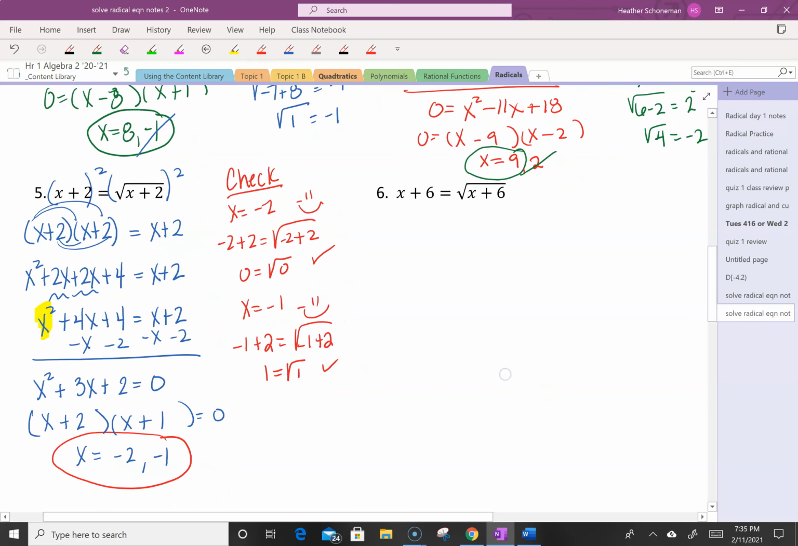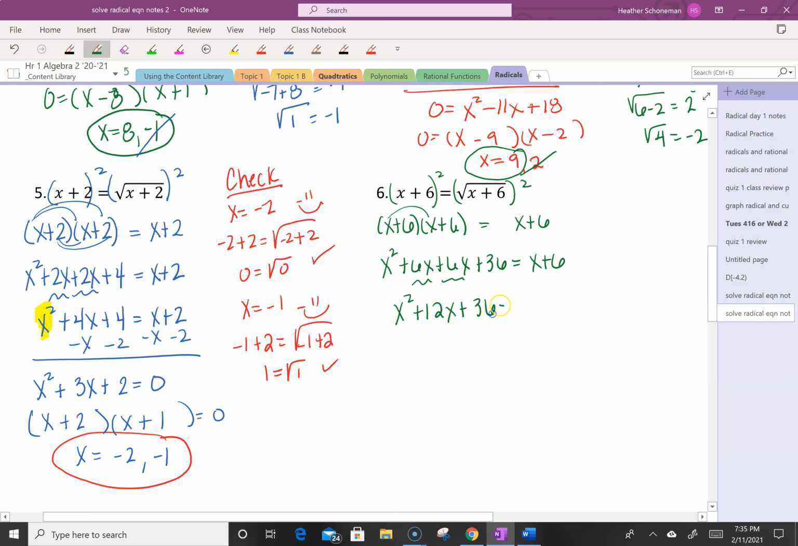All right, let's try one more of these just to make sure we're doing okay. On number 6, got a lot of 6's here. Square both sides. So this is going to give me x plus 6 times x plus 6, and this just gives me x plus 6. So now I need to distribute. So I get x squared plus 6x plus 6x plus 36. Over here, x plus 6. Combine like terms. On the right, I get x plus 6.